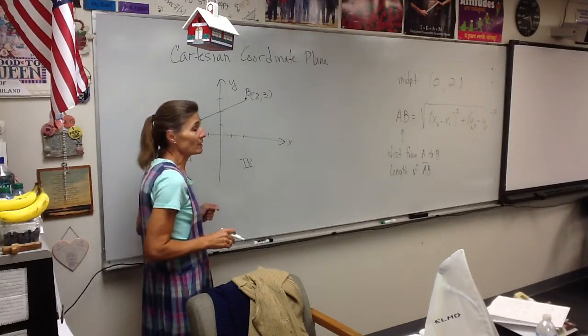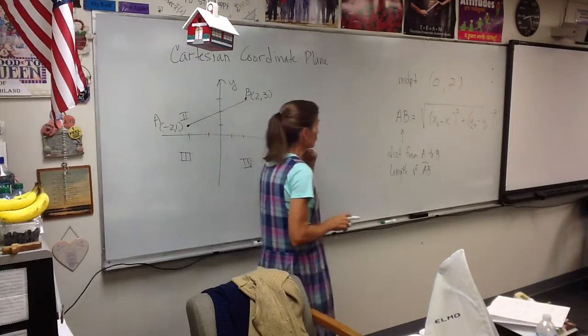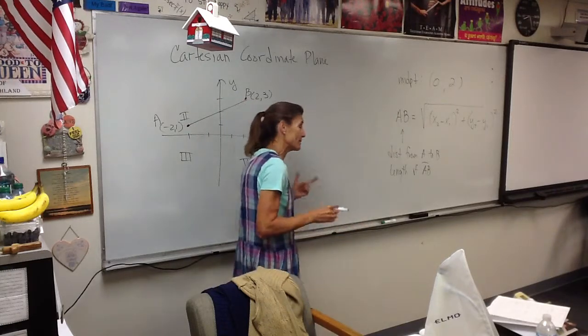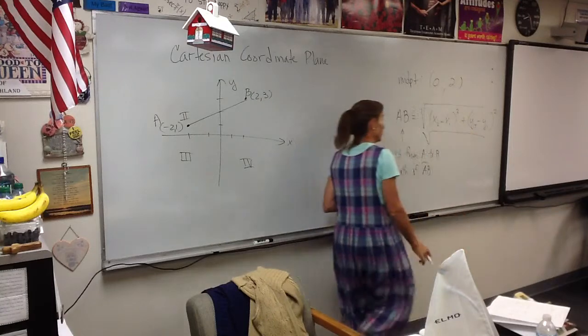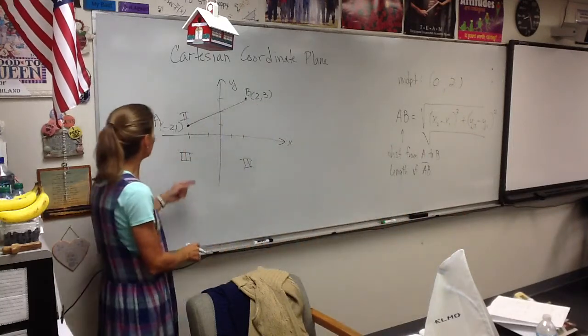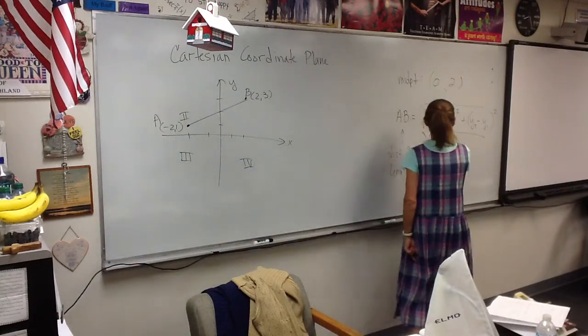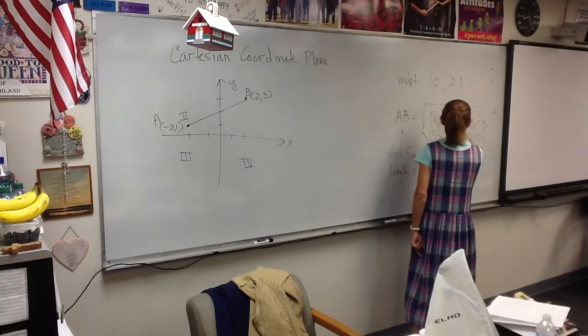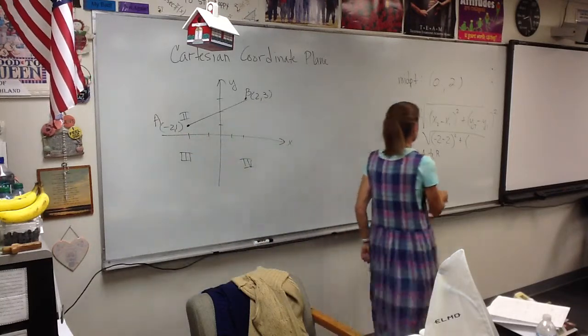We get a big radical. We subtract our x's and square them. We subtract our y's and square them, add them together, and take the square root. So for our example, here we go. -2 minus 2 and 1 minus 3.